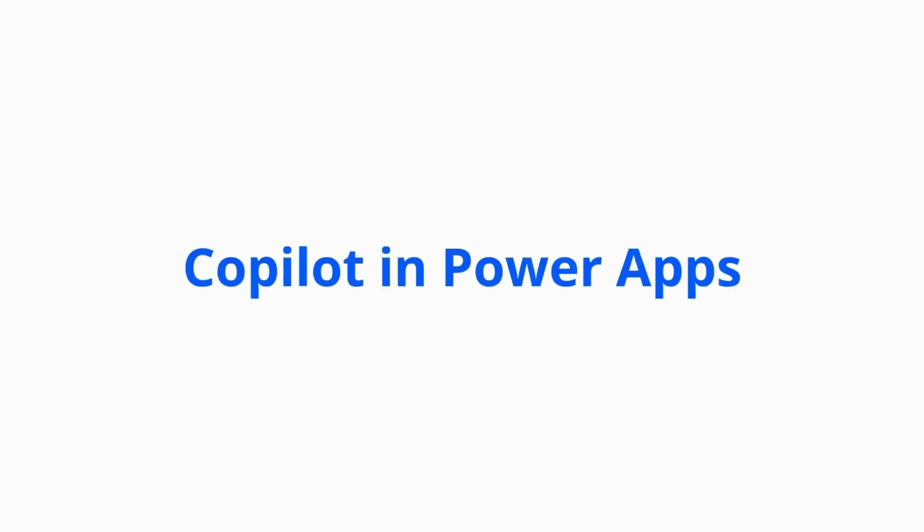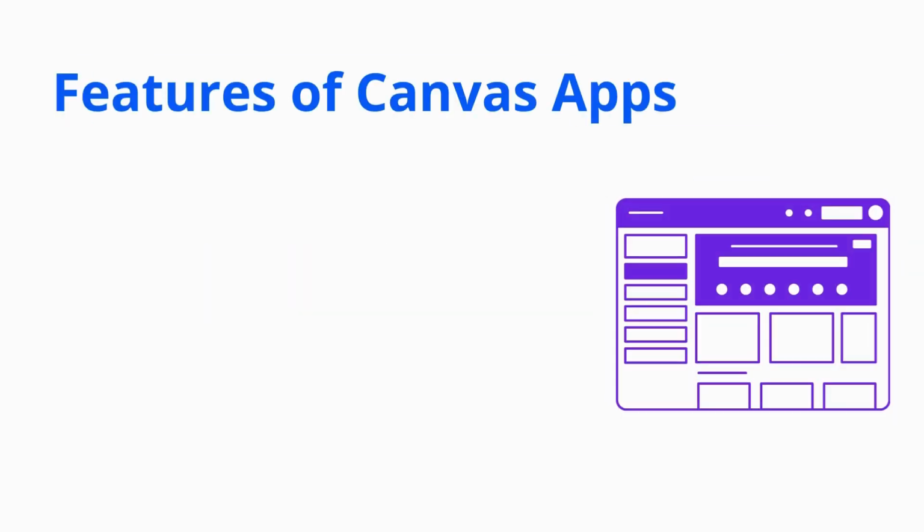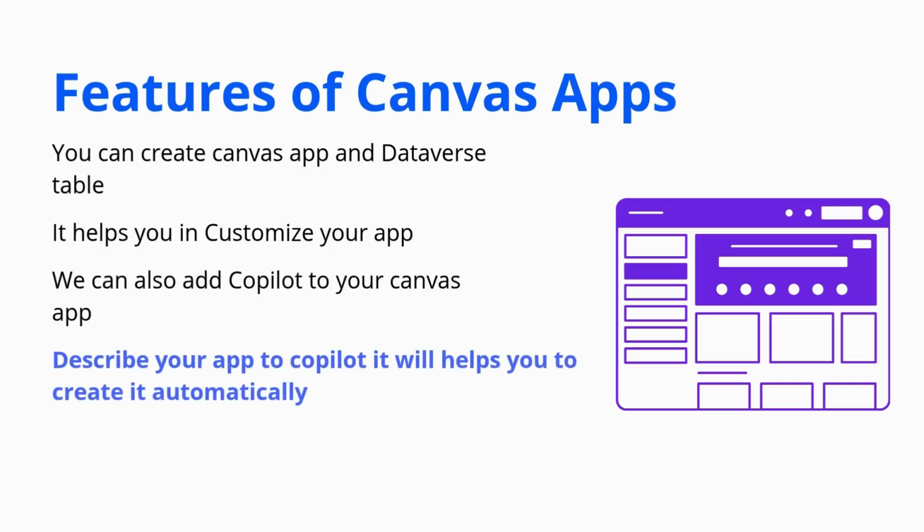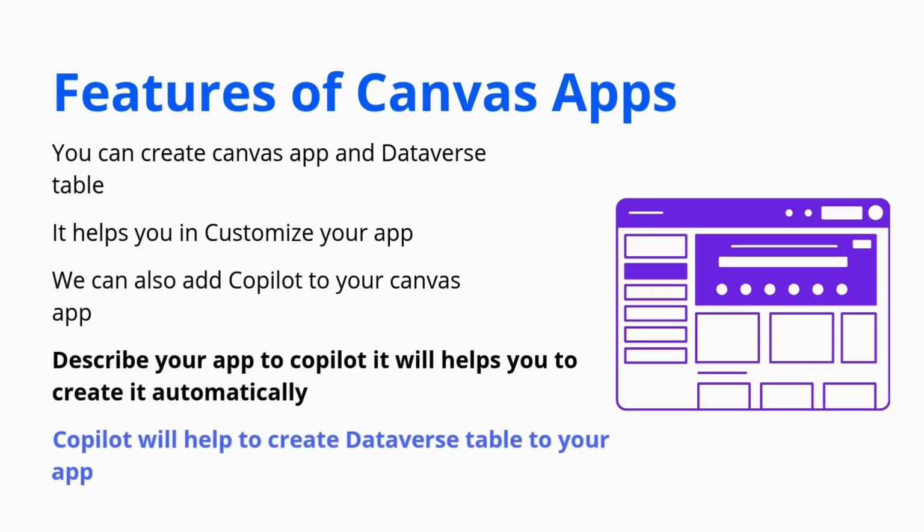Using Copilot in Power Apps. Features in Canvas apps: you can create a Canvas app and a Dataverse table. It helps you customize your app. We can also add Copilot to your Canvas app. Describe your app to Copilot, and it will help you create it automatically. It will also help create a Dataverse table for your app.